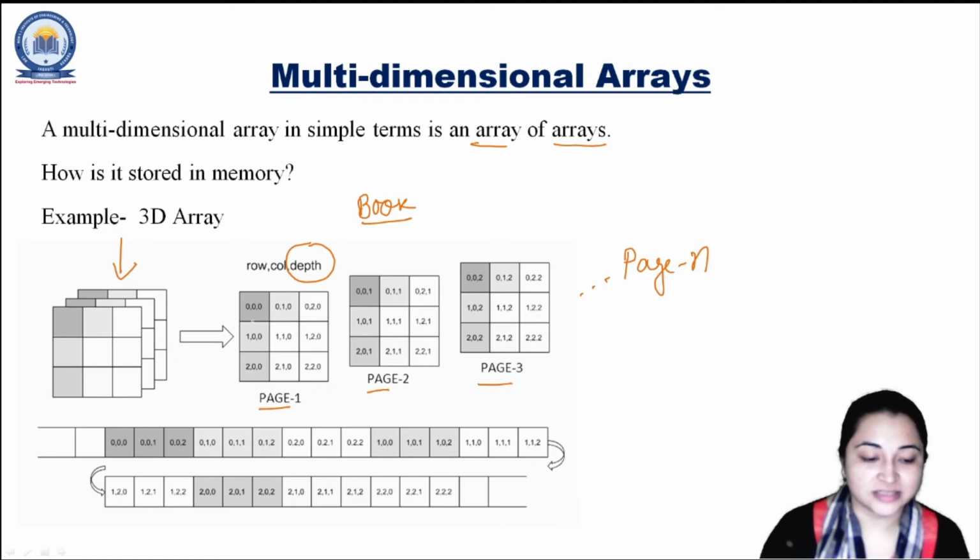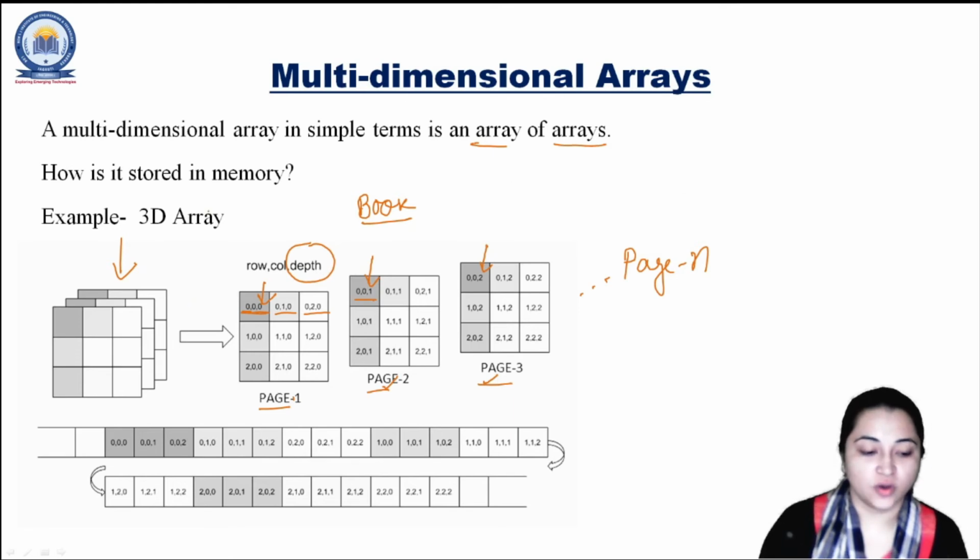Let us see indexes first. This is 0th row, 0th column and 0 depth. 0th row, first column, 0 depth. 0th row, second column and 0th depth. Here indexes represent row, column and depth. In the first page we have depth 0 at all the places. In the second page, the third index represents depth, that is 1. In the third page also depth 2 and so on. So this represents page 1, page 2 and page 3, that is an array of arrays.